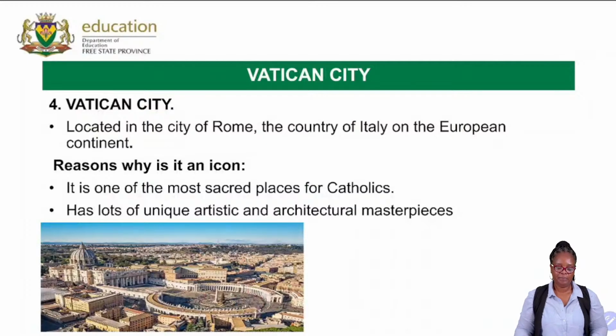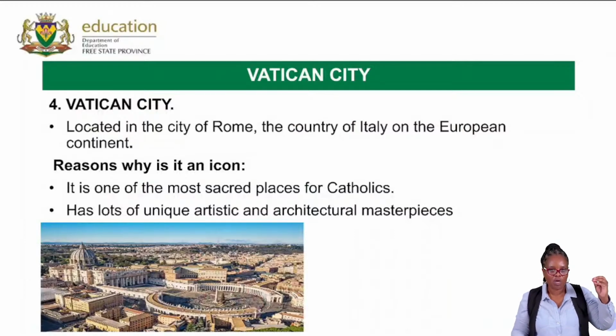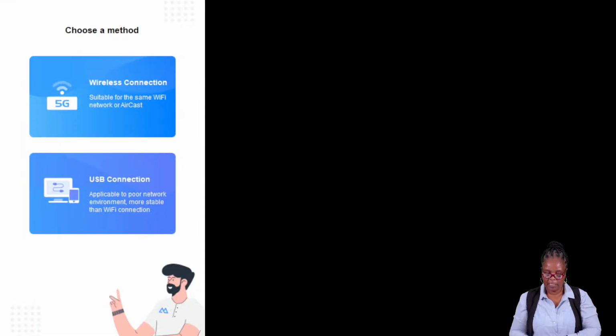The Vatican City is located in the city of Rome. The country is Italy. I'm sure now you are aware that I've started doing all the icons in Italy. So this one, Vatican City, is in Rome, also in Italy, and the continent is Europe. Drill that for all the icons. When you are studying, the first thing that you need to talk about or remember, I'm not expecting you to lose marks on those ones. You have to drill that.